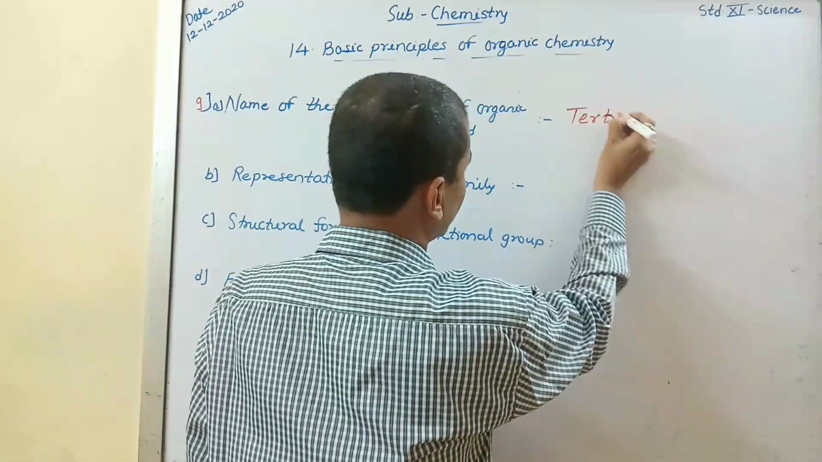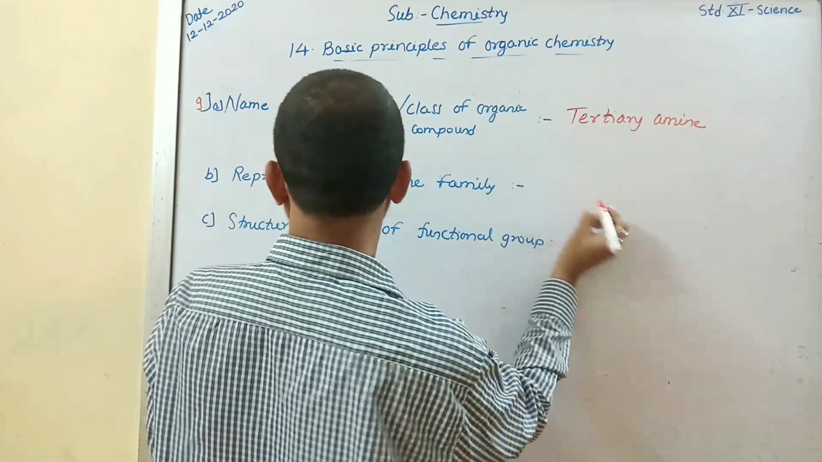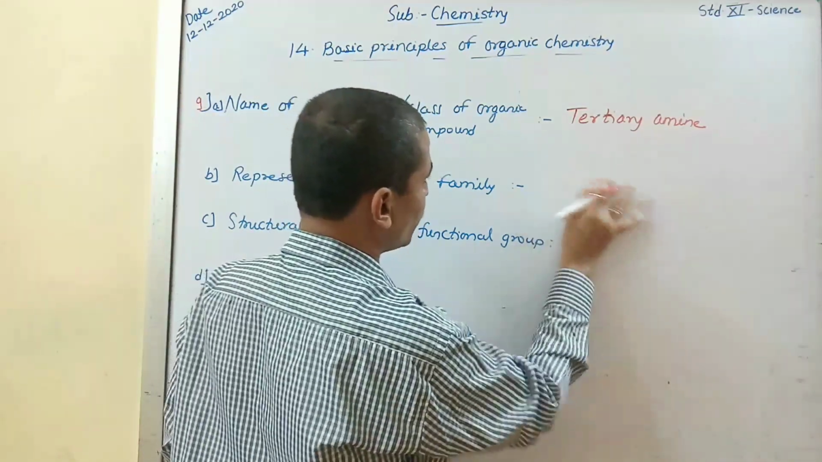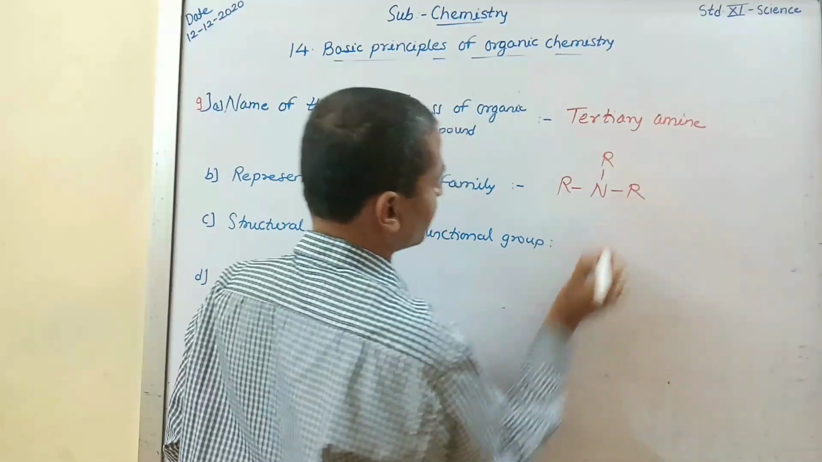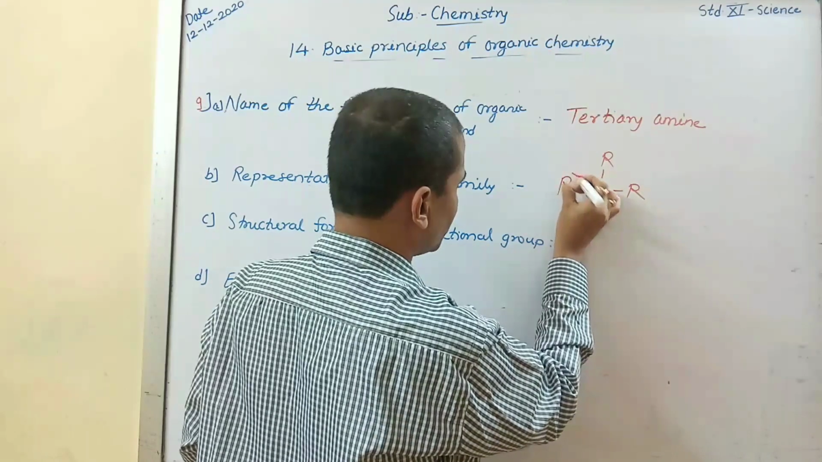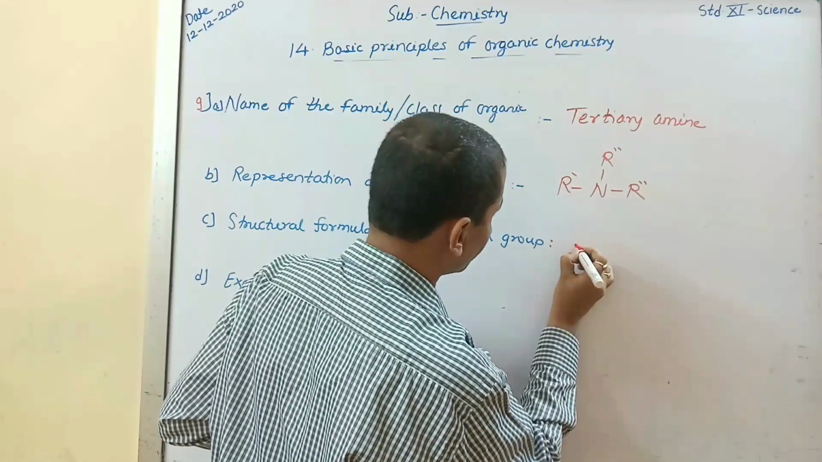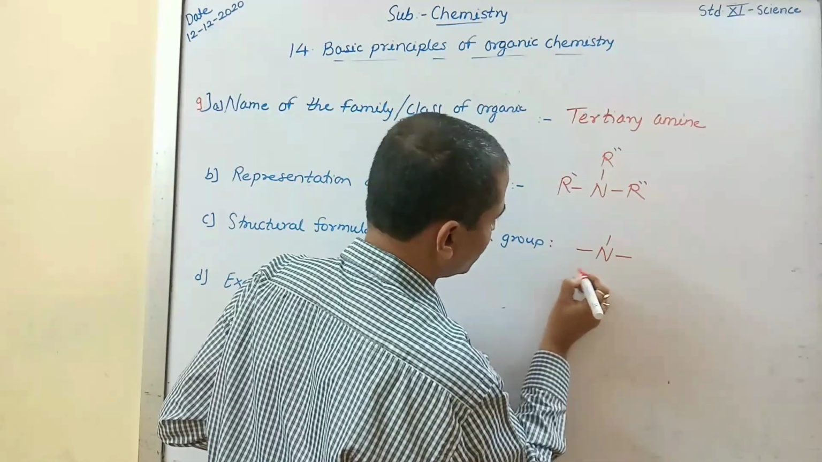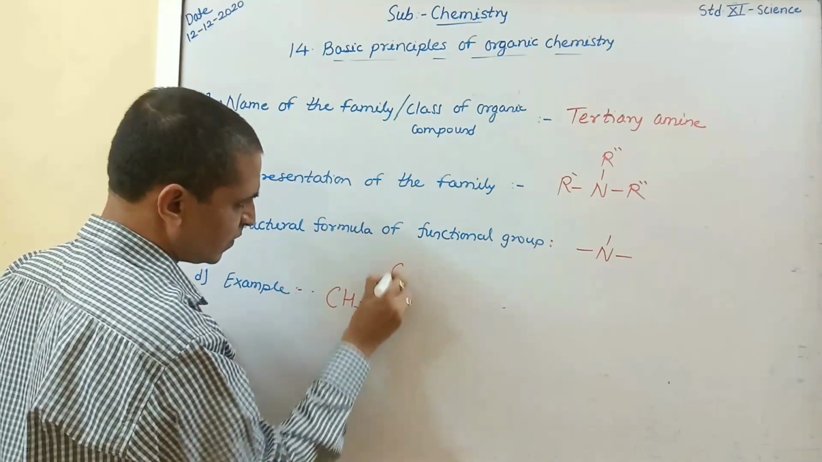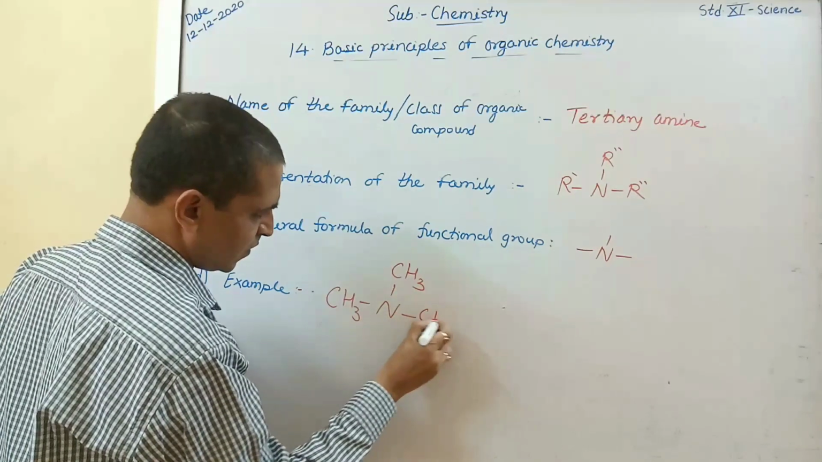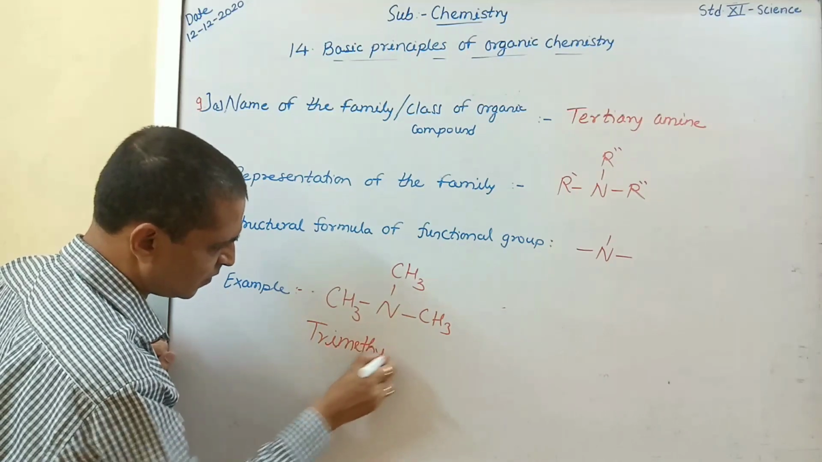Third class, tertiary amine. Here, representation of the family can be written as what? R N R, N. It may be same or different. Here you get tertiary nitrogen. Here you get CH3, CH3, CH3. So its name is what? Trimethyl amine.